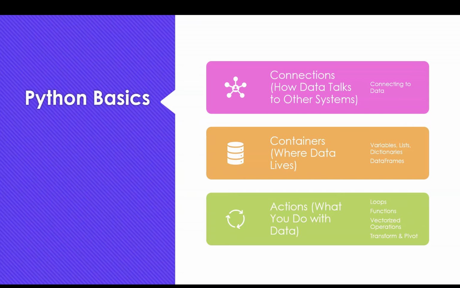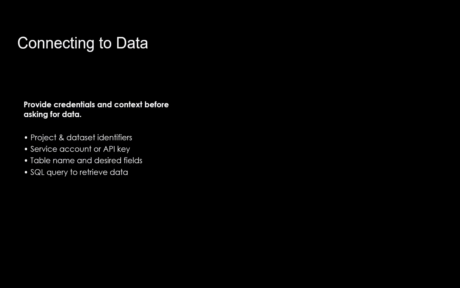We can perform operations with loops, we can apply functions, we do some vectorized operations, and then we talk about transforming and pivot. All of this at the high level to give you a concept of what this is, give you a visual of what it might look like, and then we'll go to code in order to investigate it, and not just talk about it. So let's start with connecting to data.